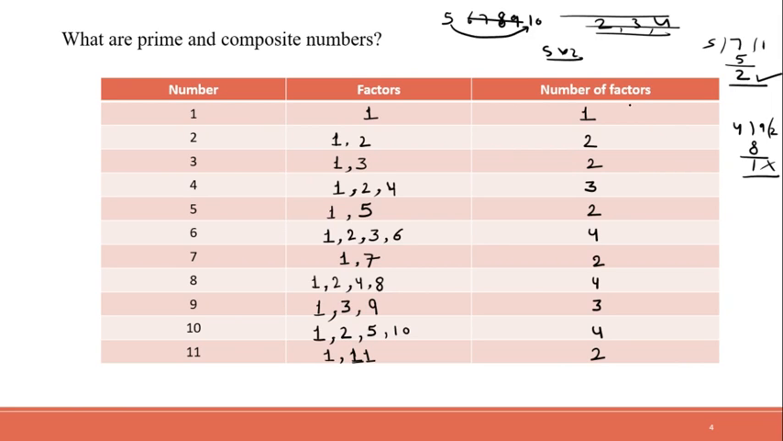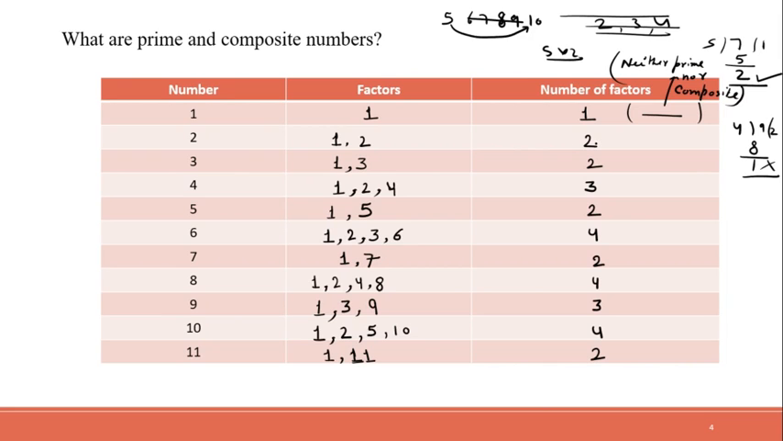Start with 1. The definition of prime number is a number having two factors. So is it prime? No, because it is having only one factor. And what is the definition of composite numbers? The definition of composite numbers is the number having more than two factors. So it is neither prime nor composite. I'll write it here. Neither prime nor composite. Okay, one is neither prime nor composite.